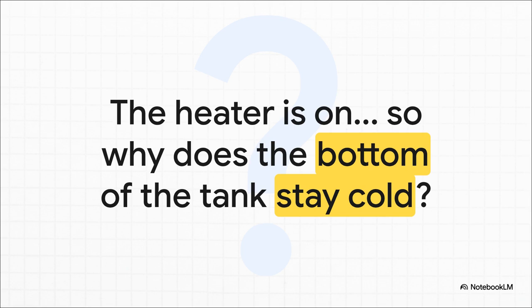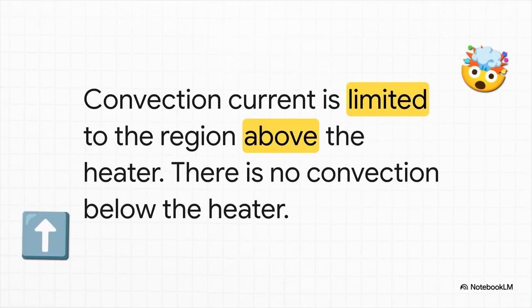But this creates a really strange puzzle. Why does the water below the heater stay so cold? And this reveals a key limitation. Our golden rule says heated fluids become less dense and rise. It says nothing about them sinking. The convection current only moves heat upwards from the source. It simply has no way to carry heat down. It's a one-way street.